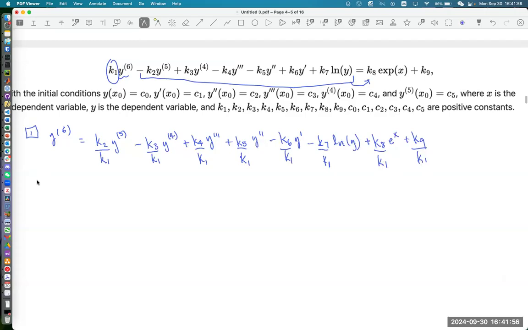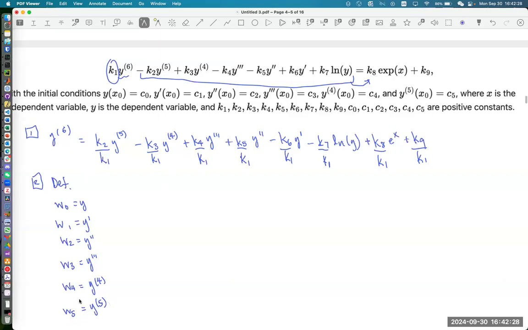Okay, that's the first step. The second step is to define auxiliary variables. So we have W0 is y, W1 is y prime, W2 is y double prime, W3 is y triple prime, W4 is y to the 4th order derivative, and W5 is y to the 5th order derivative.